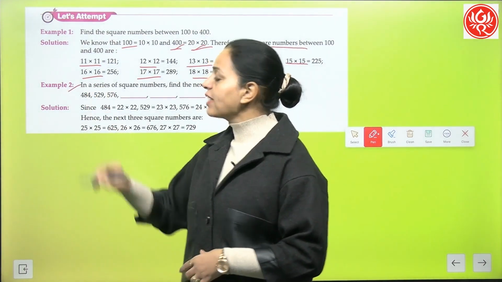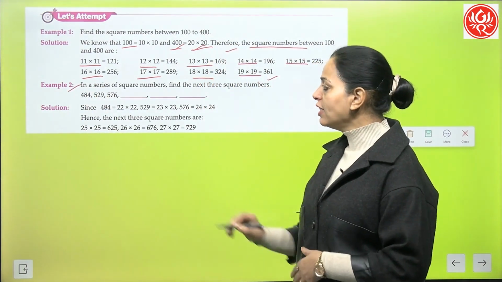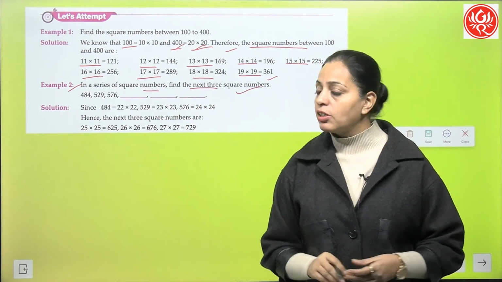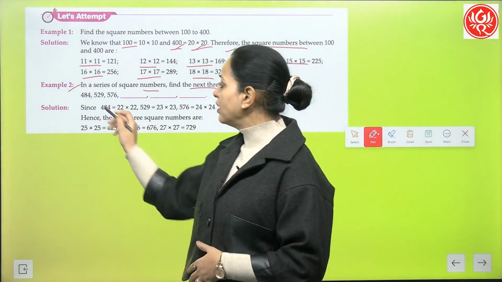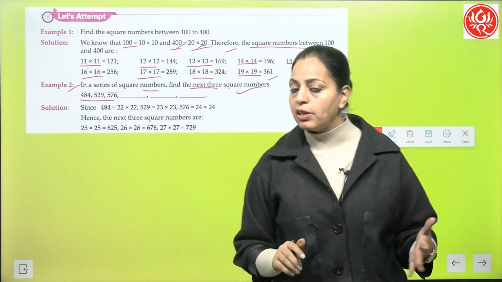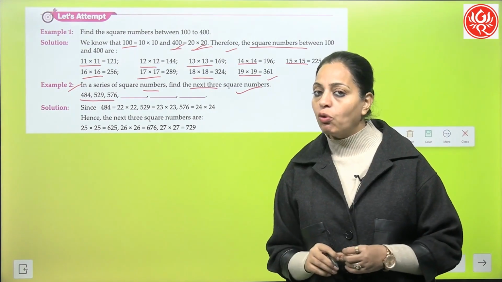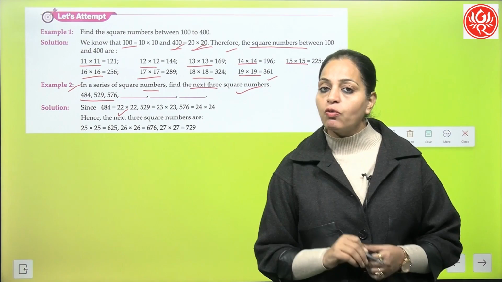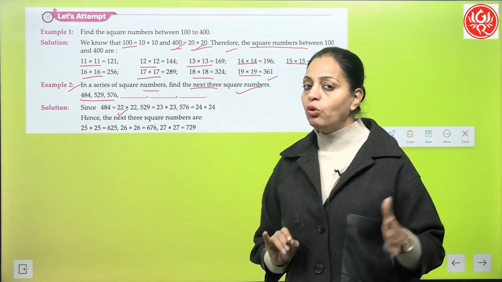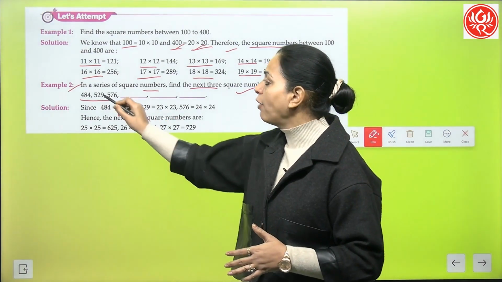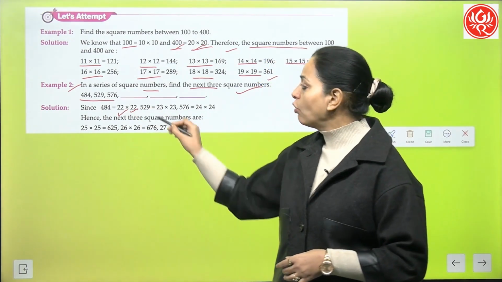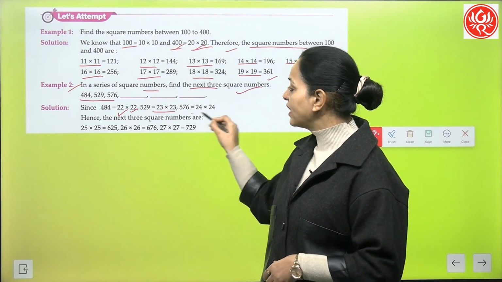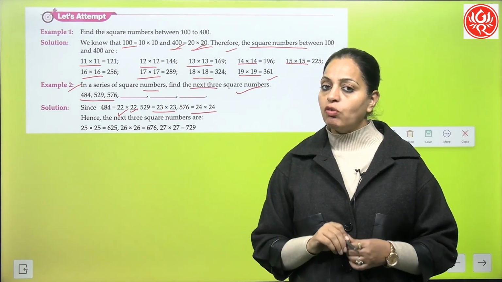Okay, the next example 2. In a series of square numbers, find the next 3 square numbers. So here they have written this series of square numbers. You know 484 is the square of which number? That is 22. So 484 equals 22 into 22, right? And 529 is 23 into 23. And 576 is 24 into 24.